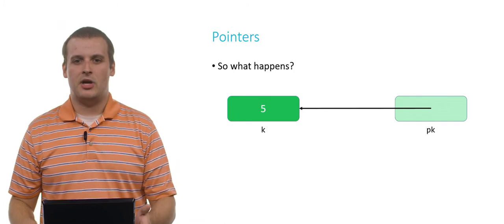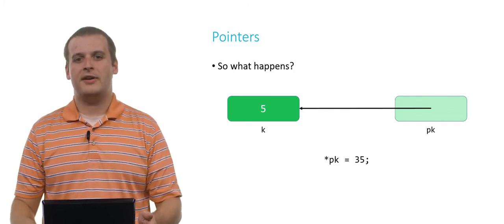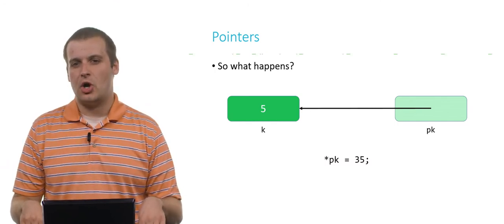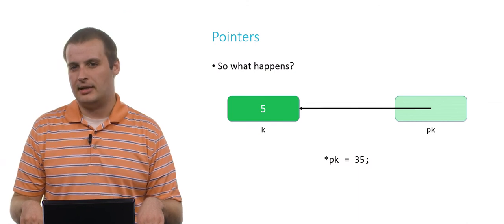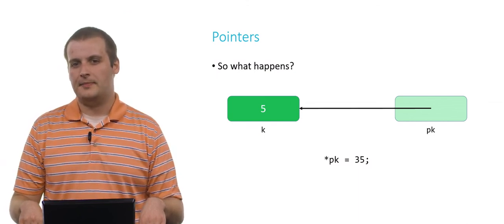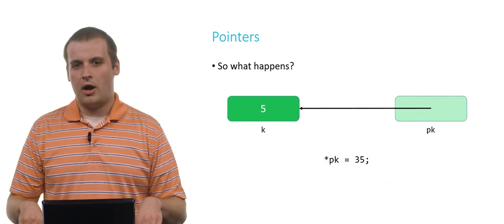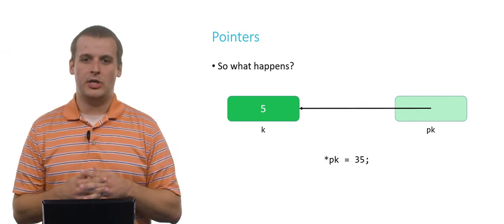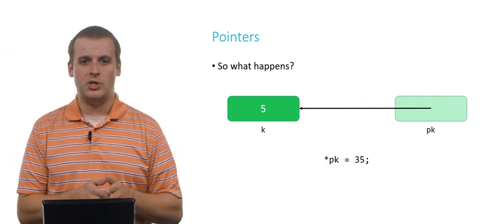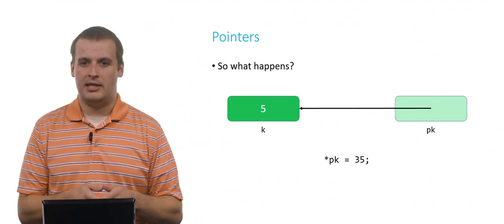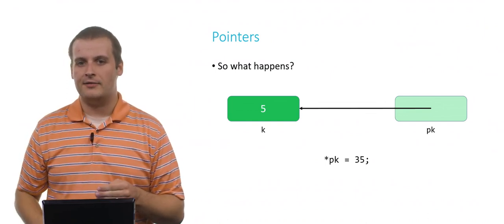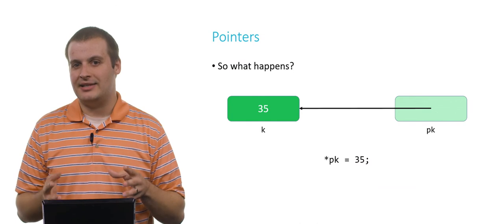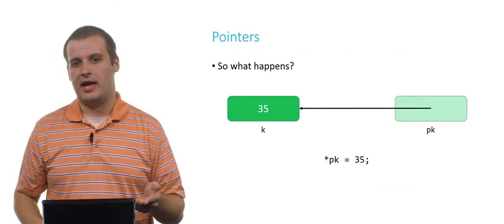So here's the diagram we left off with at the very beginning of the video. So what happens now if I say star pk equals 35? What does it mean when I say star pk equals 35? Take a second. Star pk. In context here, star is the dereference operator. So when the dereference operator is used, we go to the address pointed to by pk, and we change what we find. So star pk equals 35 effectively does this to the picture. So it's basically syntactically identical to having said k equals 35.